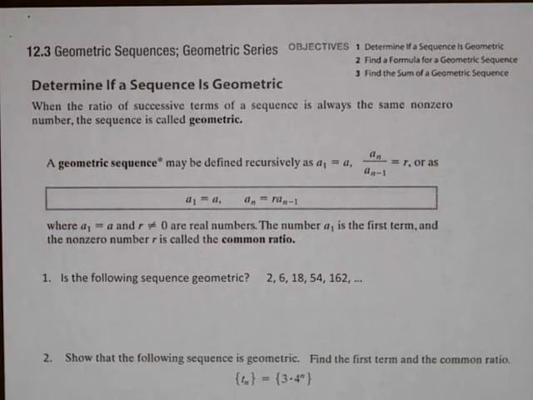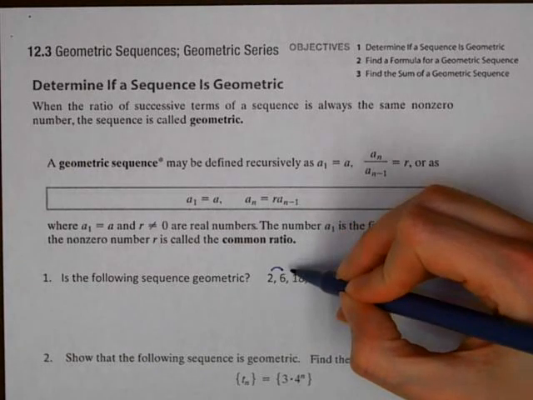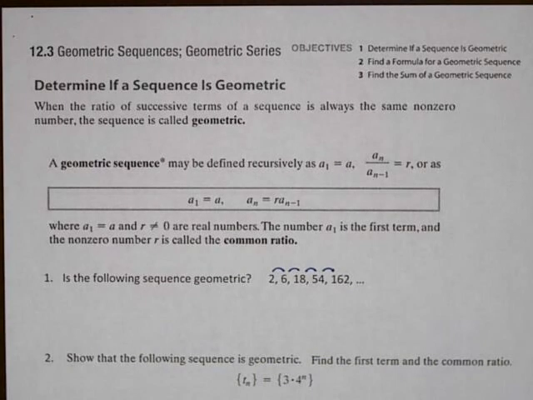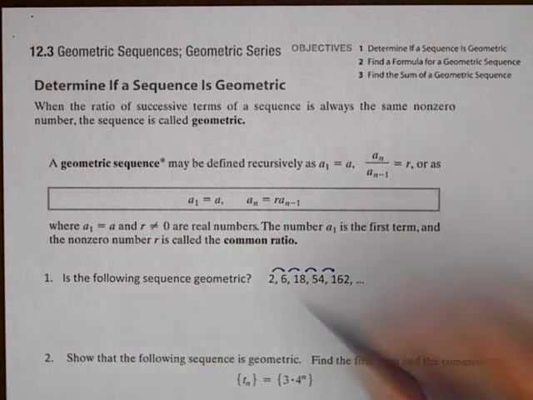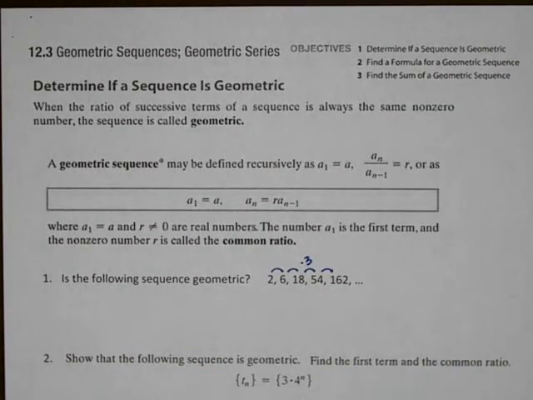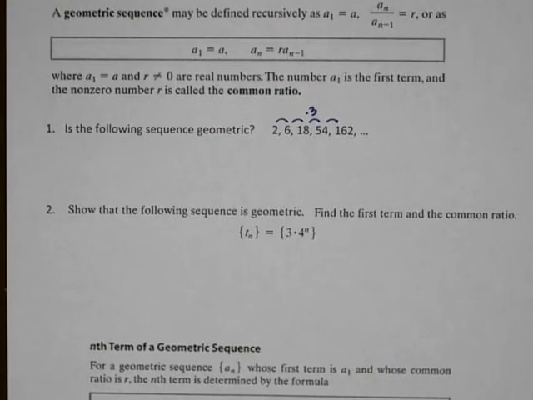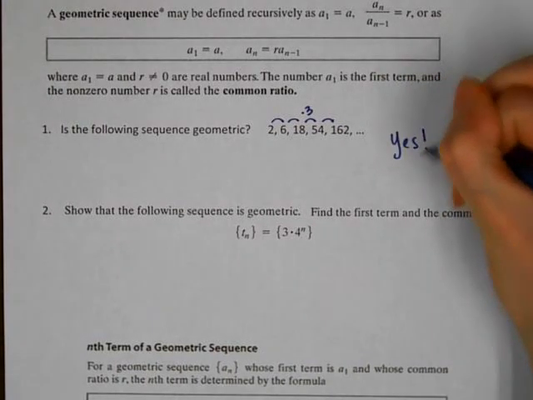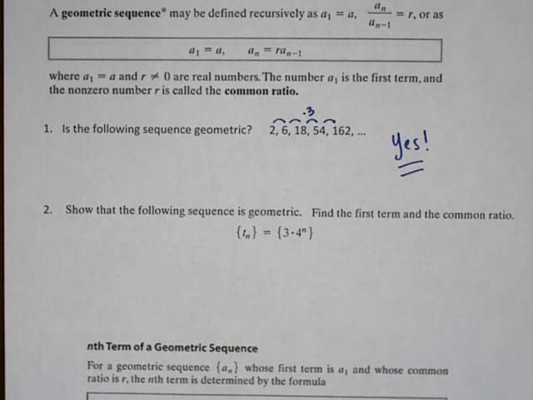Okay, so number one, just showing what does it mean to be geometric? How are you getting from term to term? And it looks like in this case we're multiplying by 3 every time. Do you guys agree? To get from one term to the next, the common ratio is multiplying by 3. So you would say that yes, this is geometric because there's that common ratio, that common multiple.